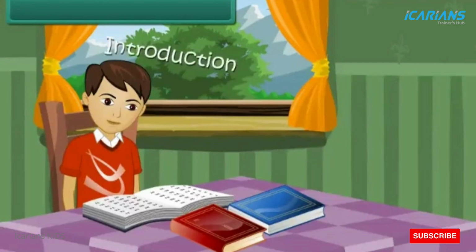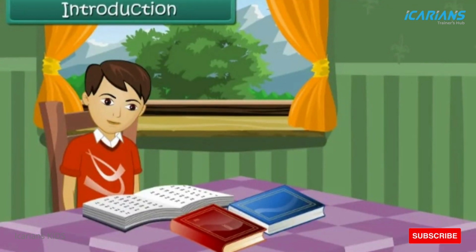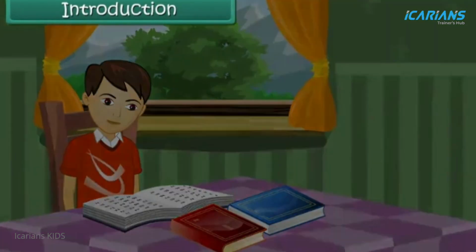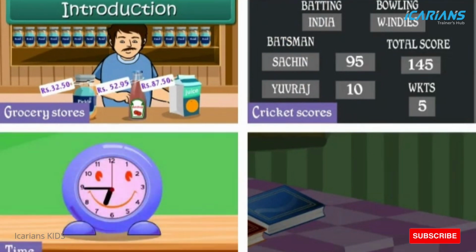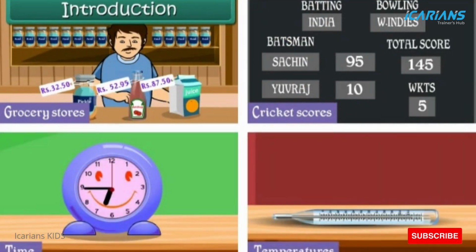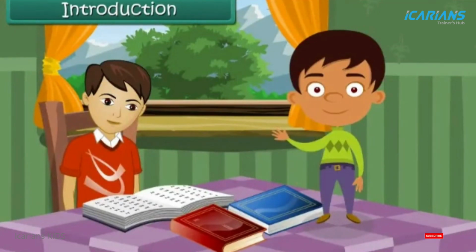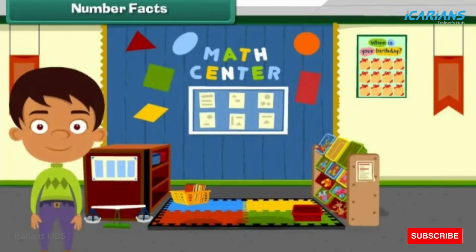Introduction. Ravi is hooked to numbers. He finds them fascinating. They are everywhere, from books to grocery stores to cricket scores to birthdays to time to marks to temperatures, everywhere. Ravi simply loves collecting amazing facts about numbers. Let us share some interesting number facts with Ravi. Number facts. Each number has an interesting fact associated with it. Let us know more about them.